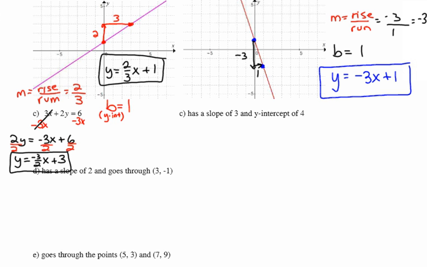Okay, next one. Has a slope of 3 and a y-intercept of 4. Can we go straight to the equation? Do we know m? Yeah, our slope. Do we know our y-intercept, b? Yeah. So y equals 3x plus 4. That one's too easy.